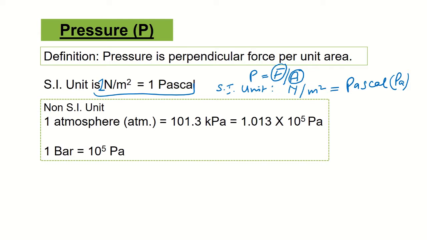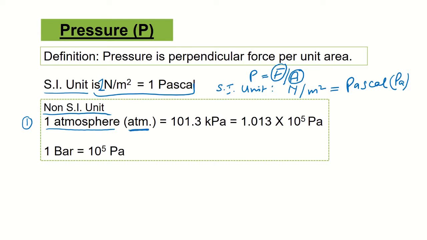This is the standard unit of pressure, but other units are also used, and these units are non-SI units. We can define the pressure in those units, but we cannot use them for any scientific calculation. The first non-SI unit is the atmosphere, and in short form we write ATM.